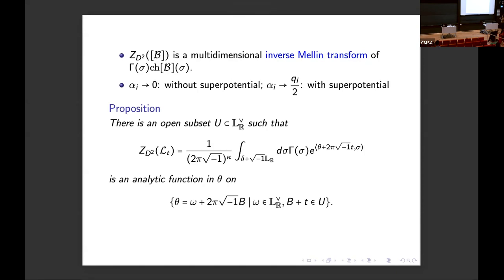Okay, here is a proposition. There is an open subset U in the dual of the real Lie algebra, an open subset in the space of stability conditions, such that this partition function, applied to a G character, is an analytic function in these complexified Kähler parameters. So omega can be anything, but B plus T must be in this open subset.